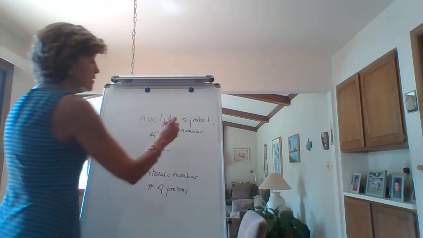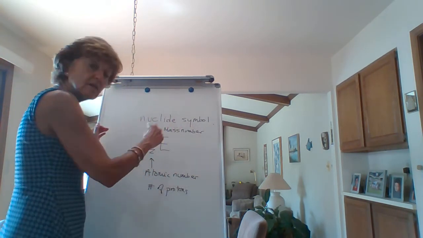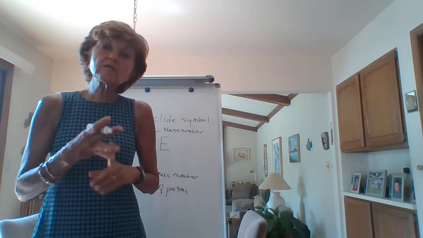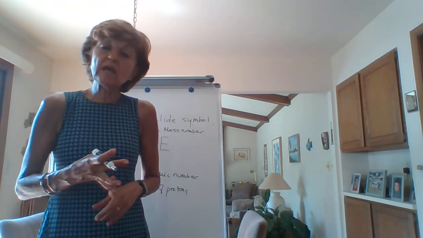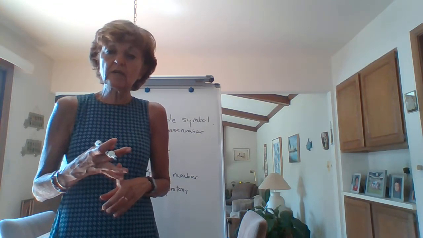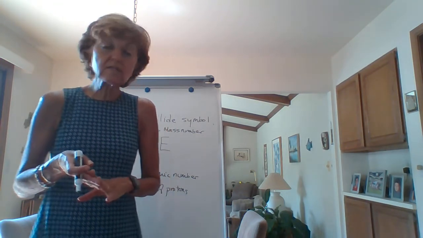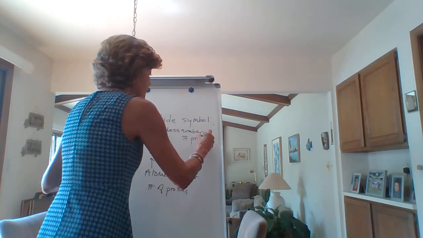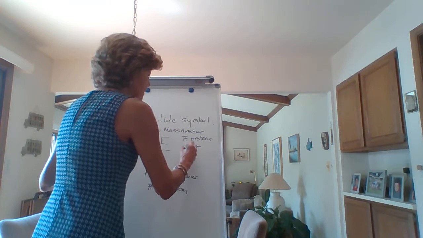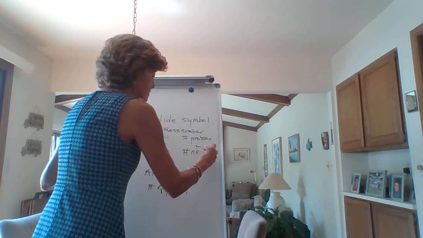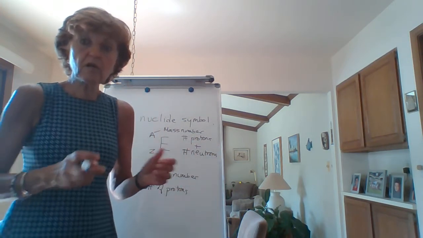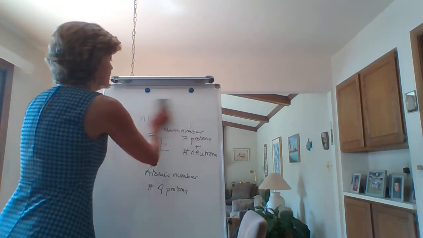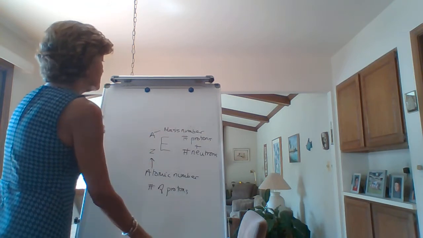Mass number is basically the mass of the element. Remember how we said that protons and neutrons are the ones that are going to account for the mass of the element? Electrons are insignificant. So in order to figure out the mass number, this is the number of protons plus the number of neutrons. Okay, protons plus neutrons. Okay, so let's put some nuclide symbols here.